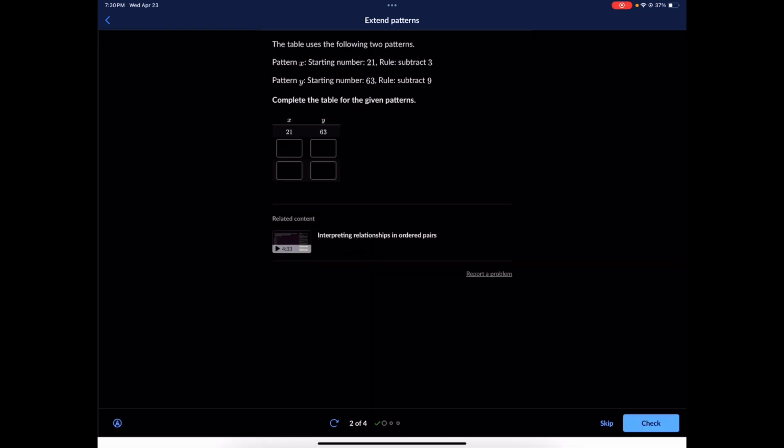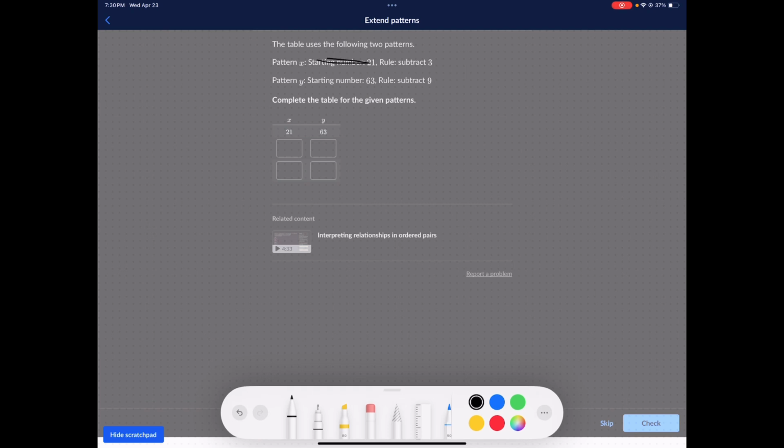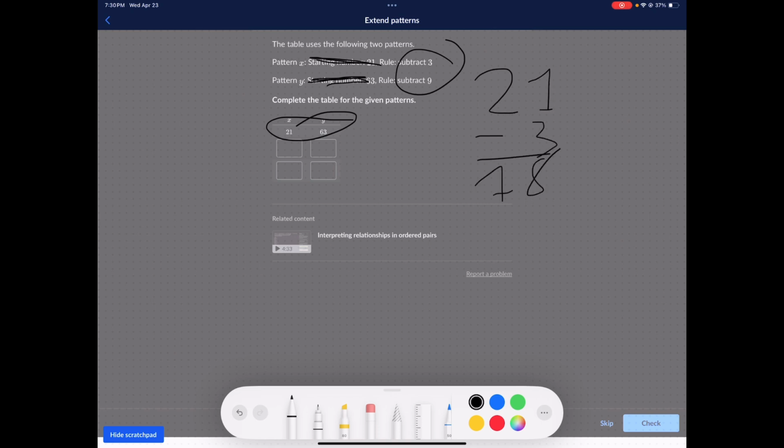Okay, here we go. The table uses the following 2 patterns. Pattern X, starting number 21. Rule subtract 3. Okay, so again, we don't need the starting numbers. We only need this and this. So rule subtract 3. So let's do it rapid fire this time. What is 21 minus 3? 18, good. And now what about 63 minus 9? 54, I kind of went opposite.